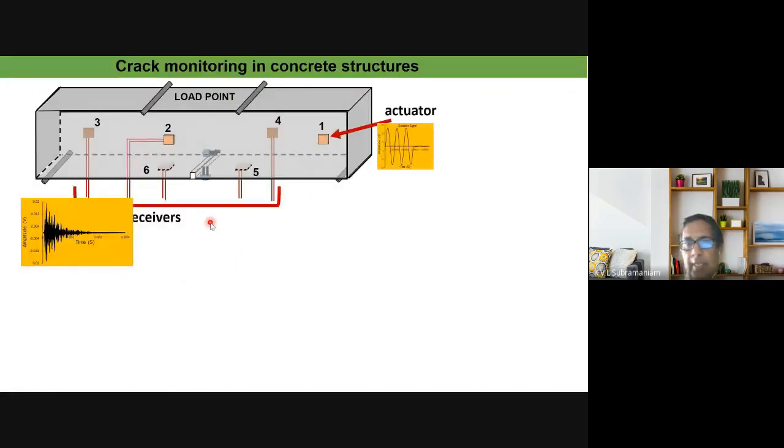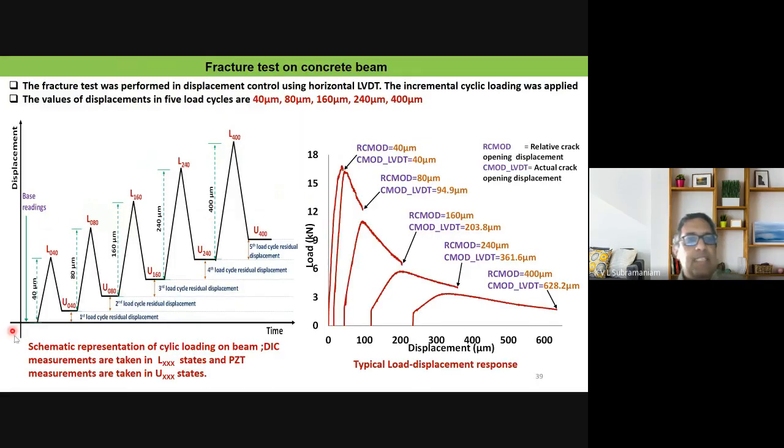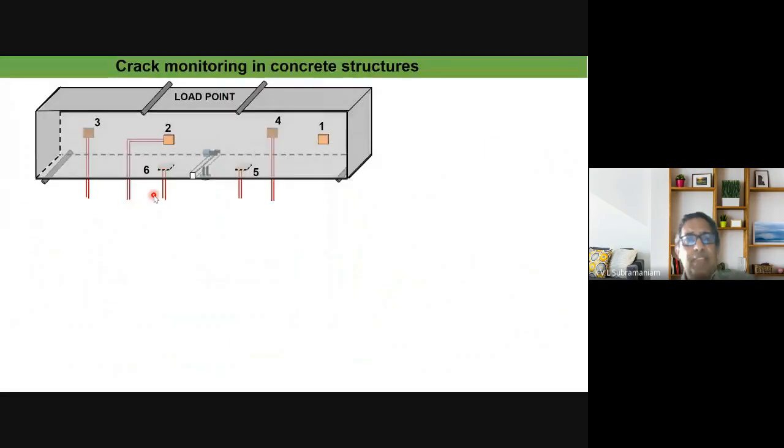So basically the loading protocol that we followed was very similar to what we had done before, where we did these loading-unloading cycles, where we loaded the beam to different load levels. In this case, what we were doing was carefully monitoring the crack using a CMOD, or a crack mouth opening gauge. And we were opening the crack in a very controlled manner. So we opened the crack to 40 microns, then to 80 microns, 160 microns, and so on. So we were incrementally increasing the crack mouth opening displacement.